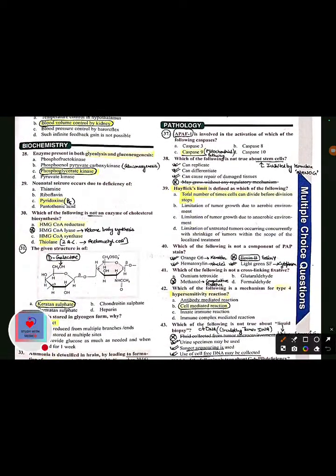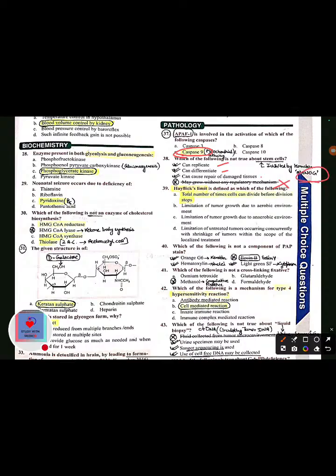Pathology. APAF1 is involved in the activation of which of the following caspases? Caspase 9. Which of the following is not true about stem cells? They can replicate and can repair damaged tissues. May grow without any regulation? No. If they grow without regulation, then it's cancer. It is inhibited by NANOG.